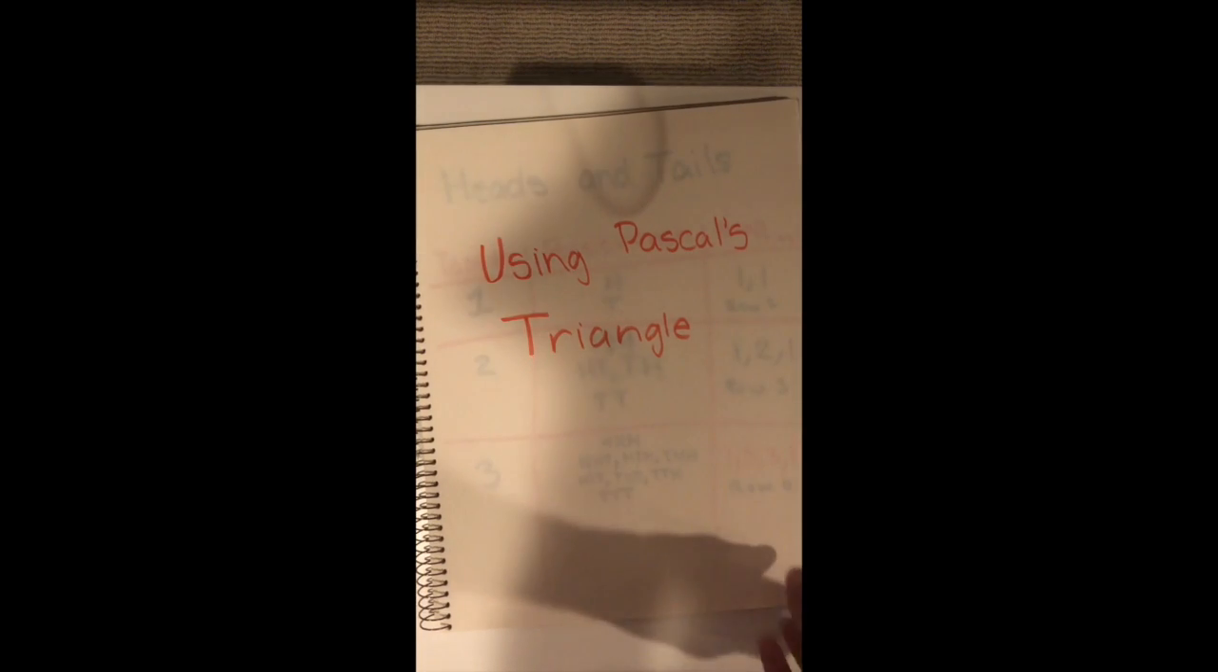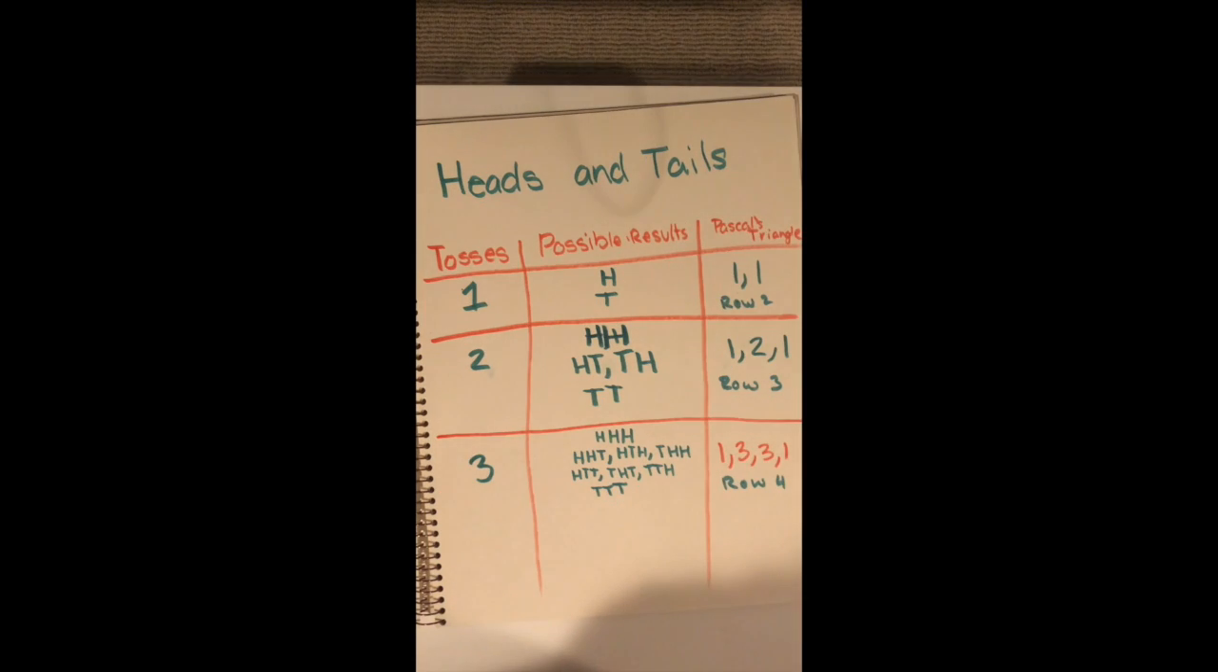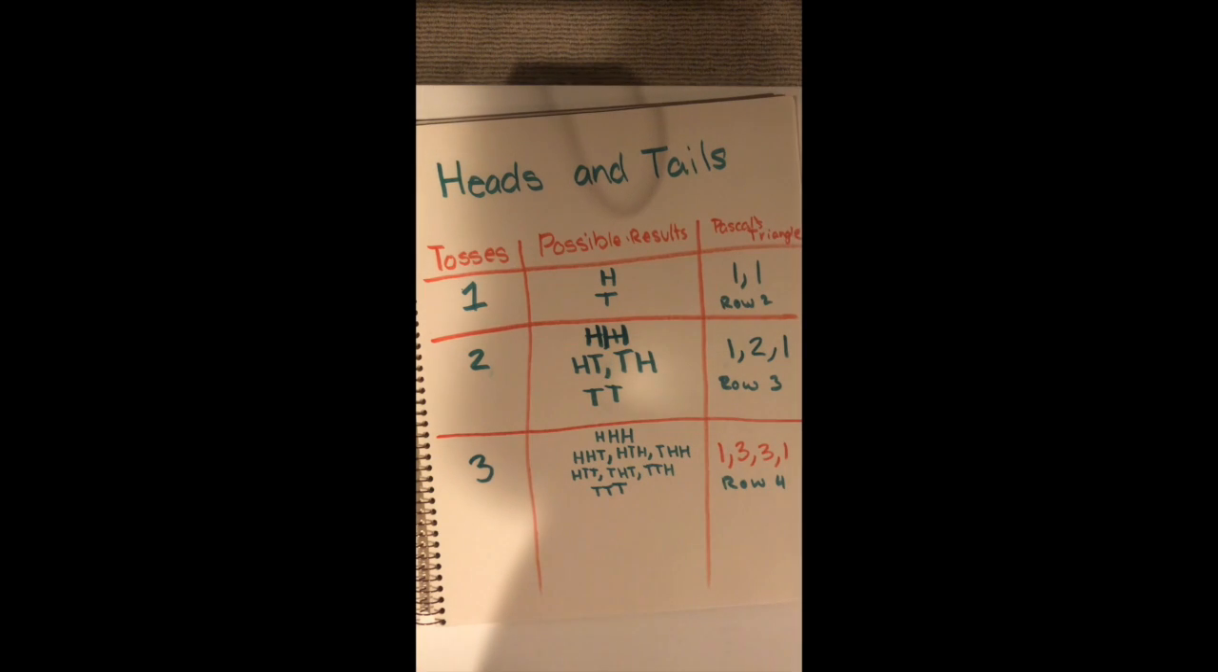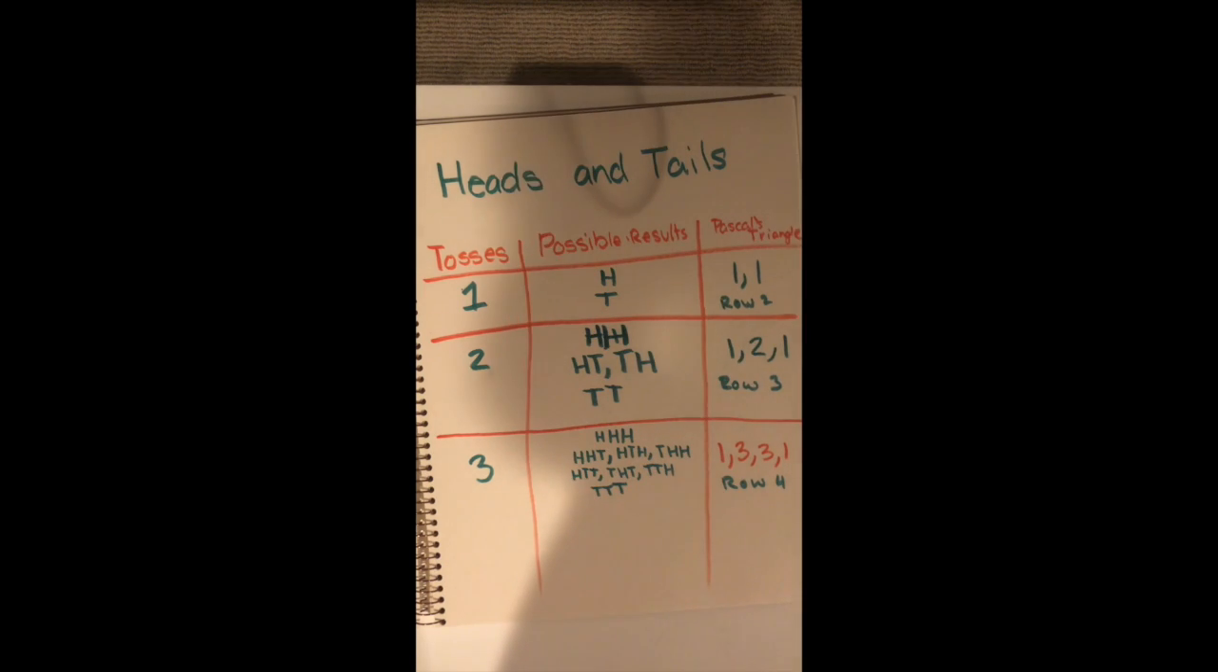Using Pascal's triangle. You can use Pascal's triangle to calculate the different possible results with different amounts of coin tosses. For example, if you toss a coin 3 times, you can use the fourth row, which is 1, 3, 3, 1. There is only one combination that you will get, which is 3 heads, but there are 3 possibilities that you would get 2 heads and 1 tail: heads, heads, tails, or heads, tails, heads, or tails, heads, heads. But there is also another combination where you can get 2 tails and 1 head, resulting in heads, tails, tails, tails, heads, tails, tails, tails, heads, and there is only one you can get 3 tails: tails, tails, tails.